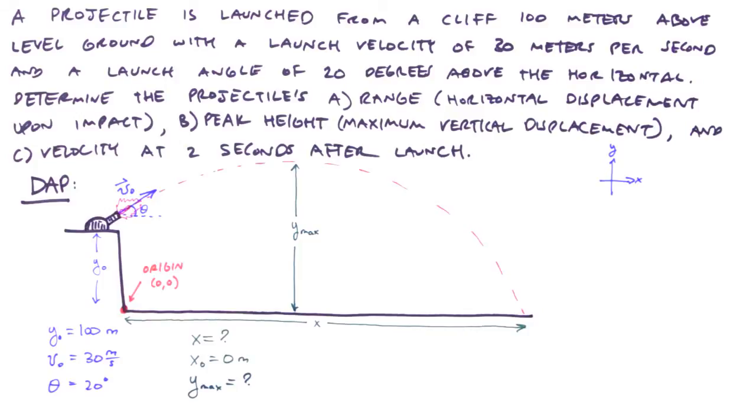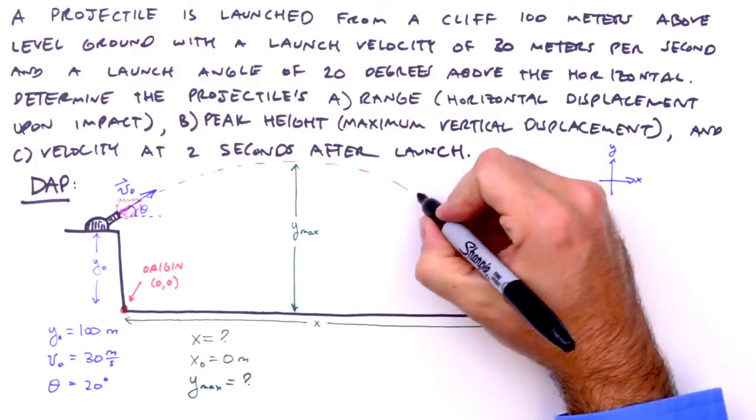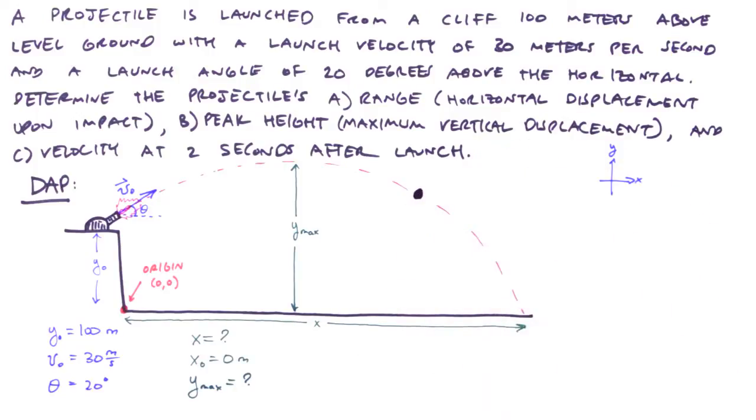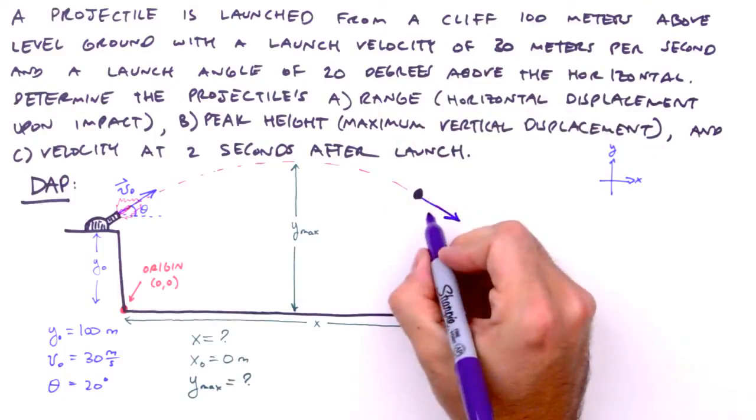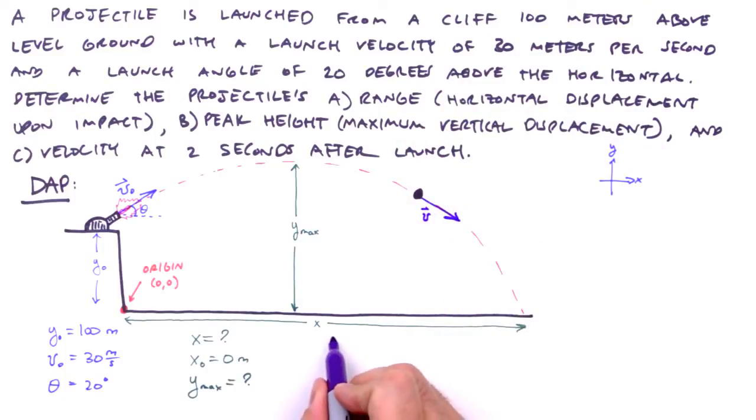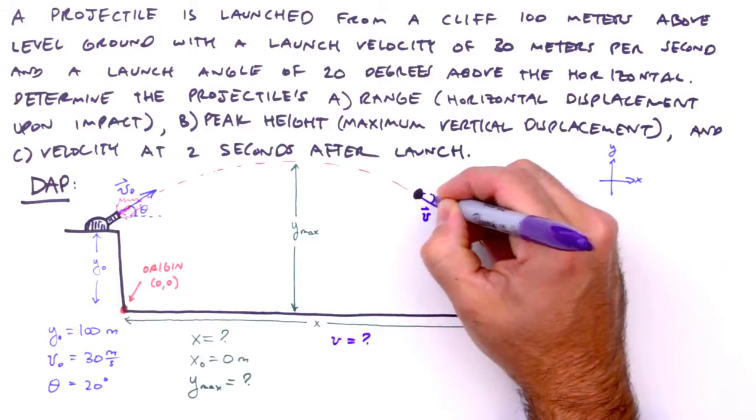Lastly, we're looking for the projectile's velocity 2 seconds after launch. We're going to guess that the projectile, a cannonball in this case, would be somewhere around here at that time. Accuracy with our guess is unimportant because the equations will tell us the rest of the story. So at this point in the trajectory, the instantaneous velocity looks something like this. We're after the magnitude and the direction, so we'll label the angle between the velocity and the horizontal as phi.